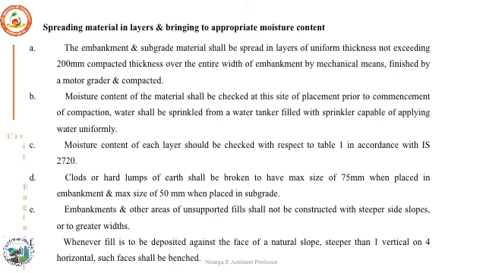Next we'll move on to how the embankment or the subgrade will be constructed. First, the embankment or subgrade material has to be spread. The soil has to be taken on the embankment and spread in uniform thickness. The thickness of individual layers should not be more than 200 mm once it is compacted, and the soil has to be spread to the entire width of the embankment by mechanical means.